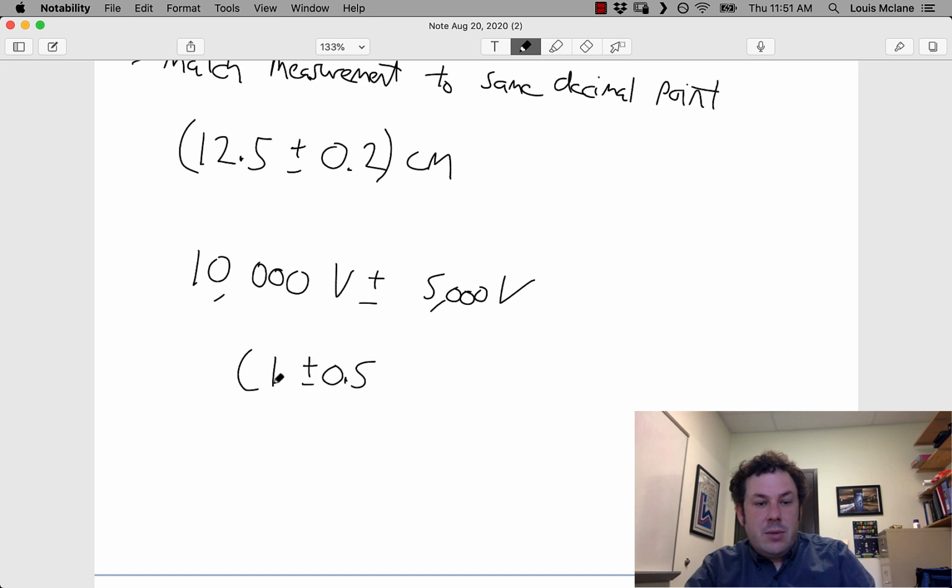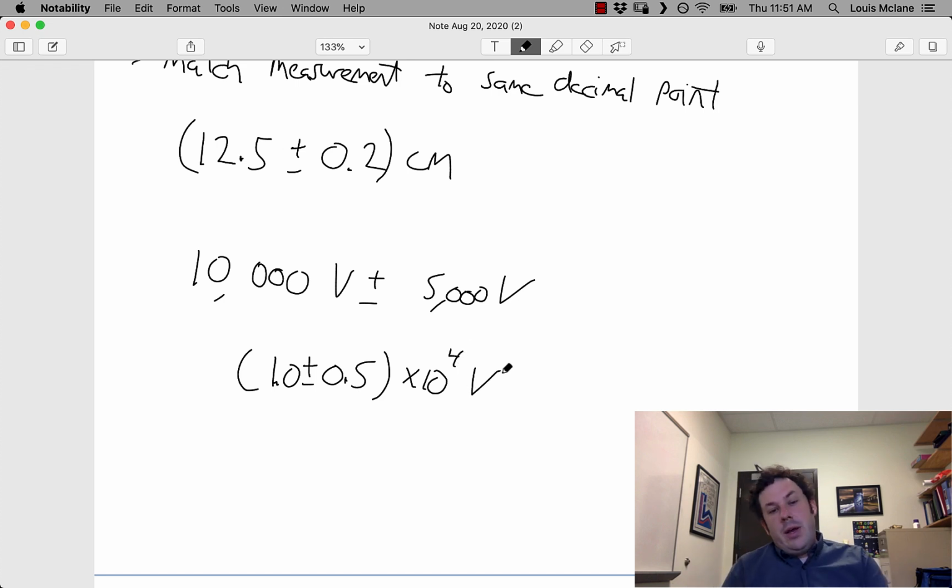and actually I already screwed up. This would be 1.0 plus or minus 0.5, and then you would put the exponent out here times 10 to the 4 volts. So here what you're doing is you're matching these and giving these the same exponent and putting that out here. I wouldn't write 1 times 10 to the 4 plus or minus 5 times 10 to the 3 volts, because it's kind of hard to see exactly where those are. 3 and 4 are kind of easy numbers to think about, but if you have much smaller, much larger numbers, that becomes a little bit more difficult.